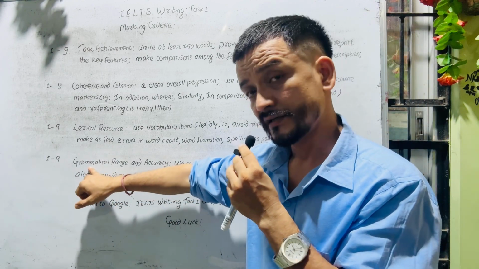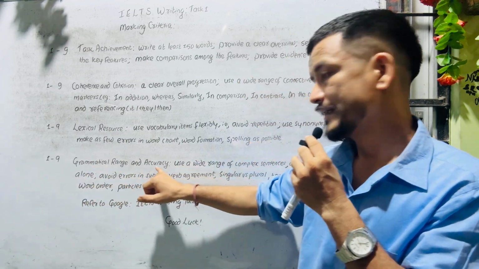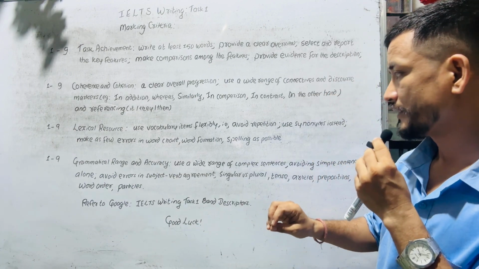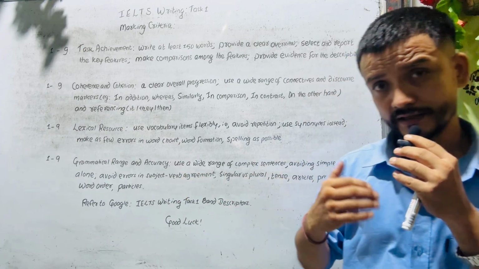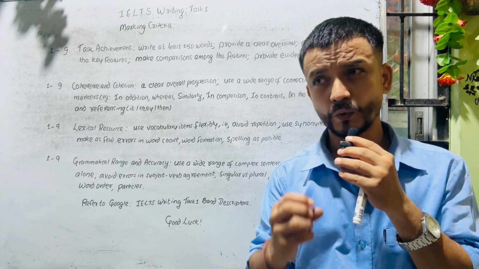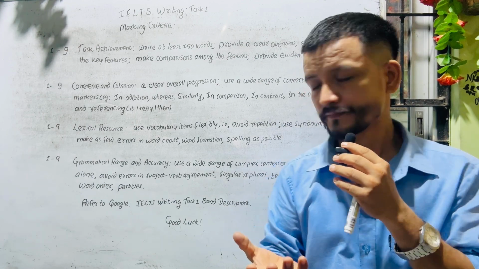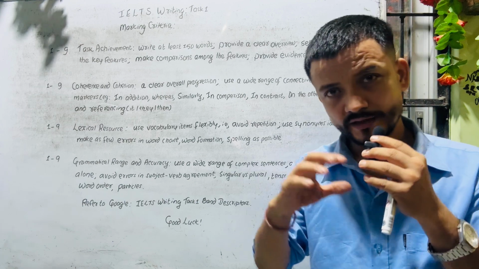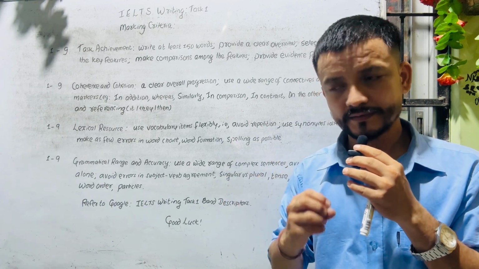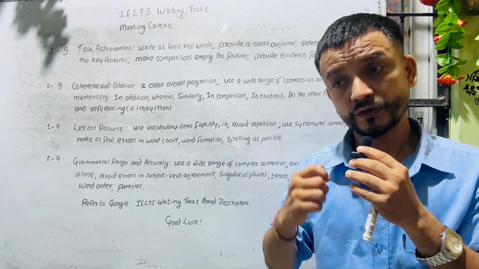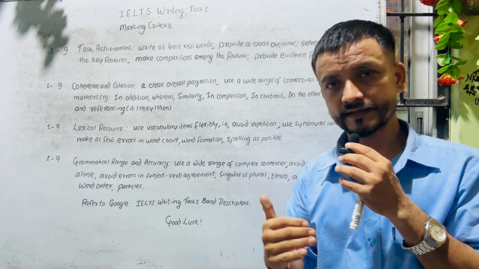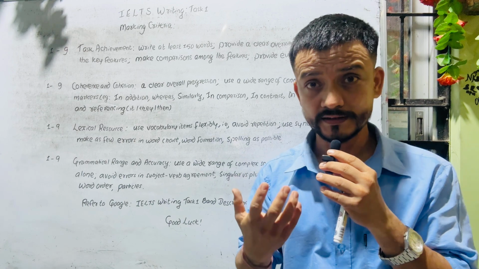And the next criterion is grammatical range and accuracy. For that, you'll have to use a wide variety of sentence structures. Don't always use simple sentences. Use a wide variety of complex sentences. Complex sentences are not necessarily long sentences. Only long sentences are not complex sentences.